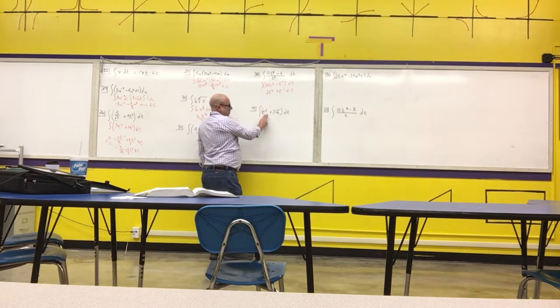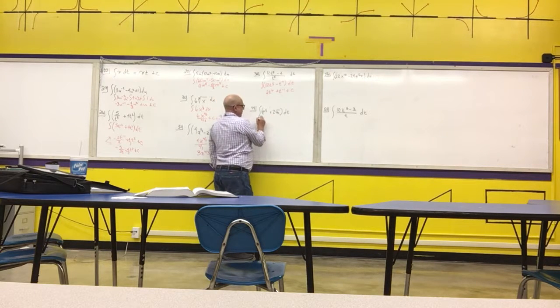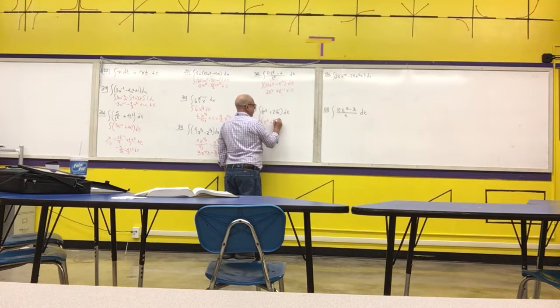I can do the first part, e to the t. I need to rewrite this as t to the 1/2. So it's the integral or antiderivative of e to the t plus 2t to the 1/2 dt.